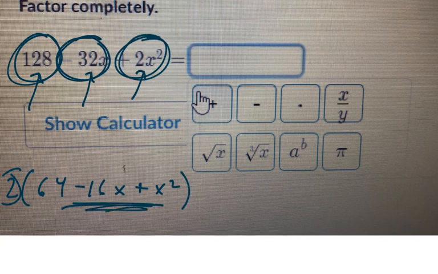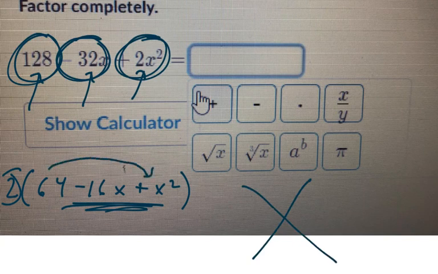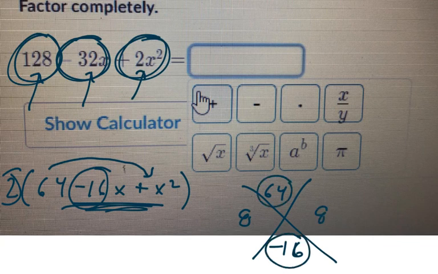Now we're going to go ahead and use the x method again. All right. Now notice you always multiply the first with the last coefficient. And that's 64. That's going to be our product number. The middle term is minus 16. All right, let's see here. How about 8 times 8 for 64? Now I need a negative 16. So I'm going to do negative 8 and negative 8 to get negative 16. And negative times negative is a positive 64. So I have my answer.